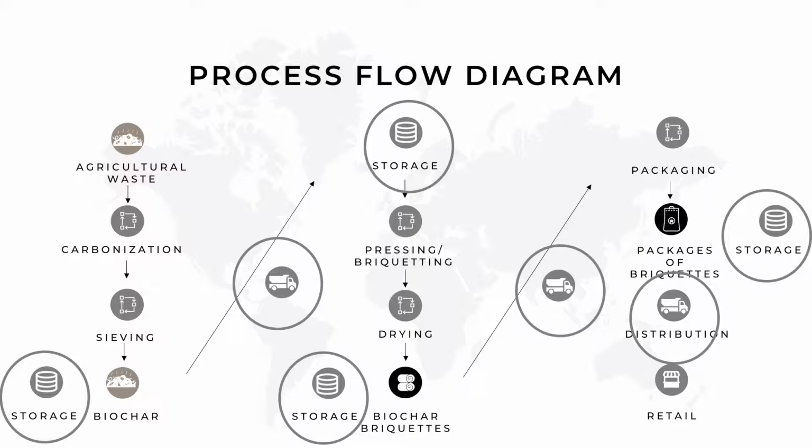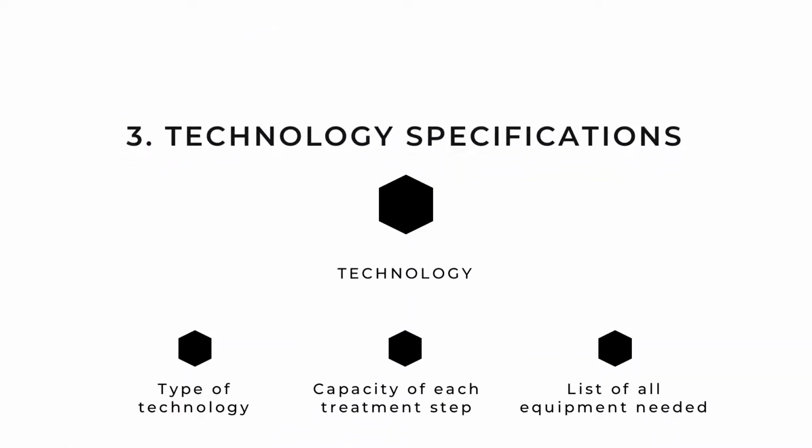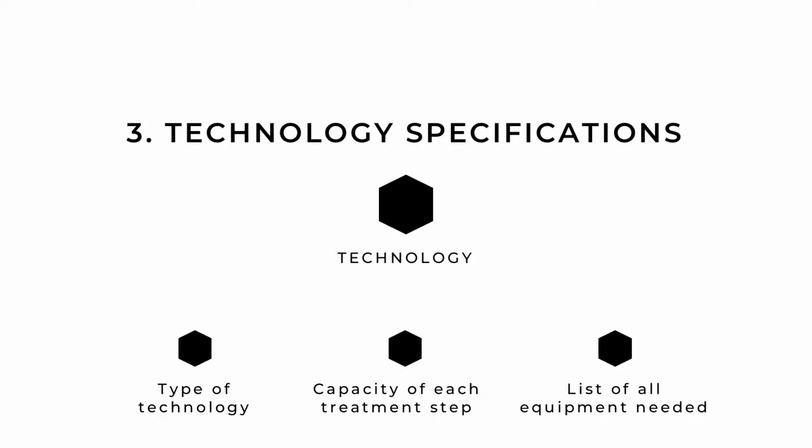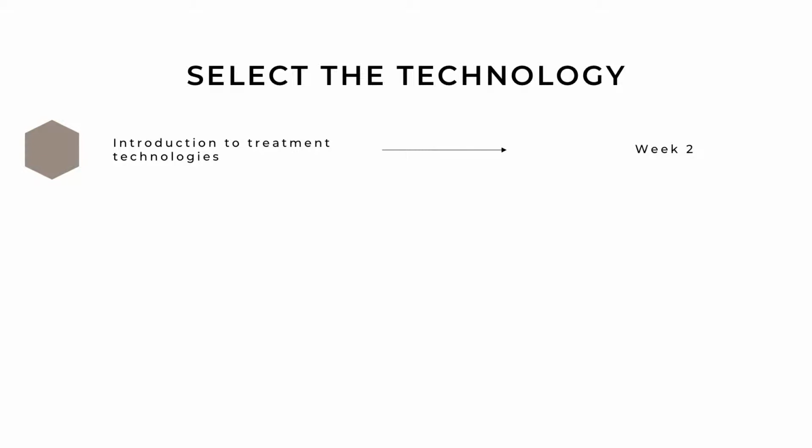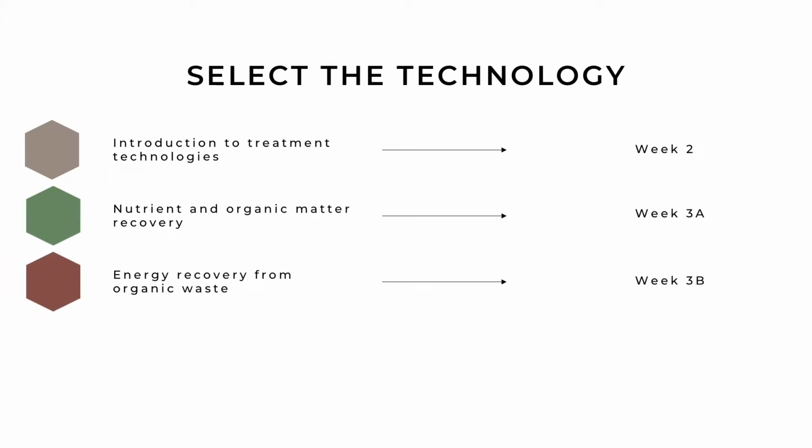Once you have identified your process steps, it is time to look into specific treatment technologies and systems. In the following lecture, I will be introducing to you the elements of treatment systems and the different types of treatments available, which are a combination of biological, physical, and chemical processes. In week 3, you will choose the cluster of technologies that you need to learn more about, depending on your business model. Nutrient and organic matter recovery, energy recovery from organic waste, and wastewater for agriculture, forestry, and aquaculture.